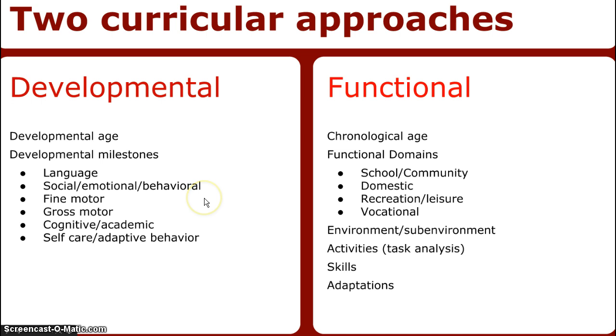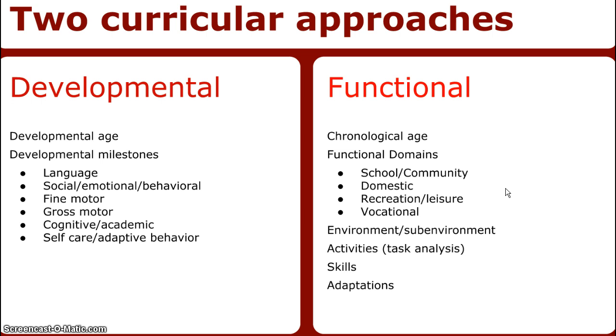And we looked at language and social and fine motor and gross motor and cognitive and self-care. And we would give them an inventory and we'd say, okay, he's on the 6-month level in fine motor, but he's on the 24-month level in language, or he's on the 3-year-old level in cognitive. And we based our skills, we would teach the skills starting at the level they were on and then chronologically moving up.